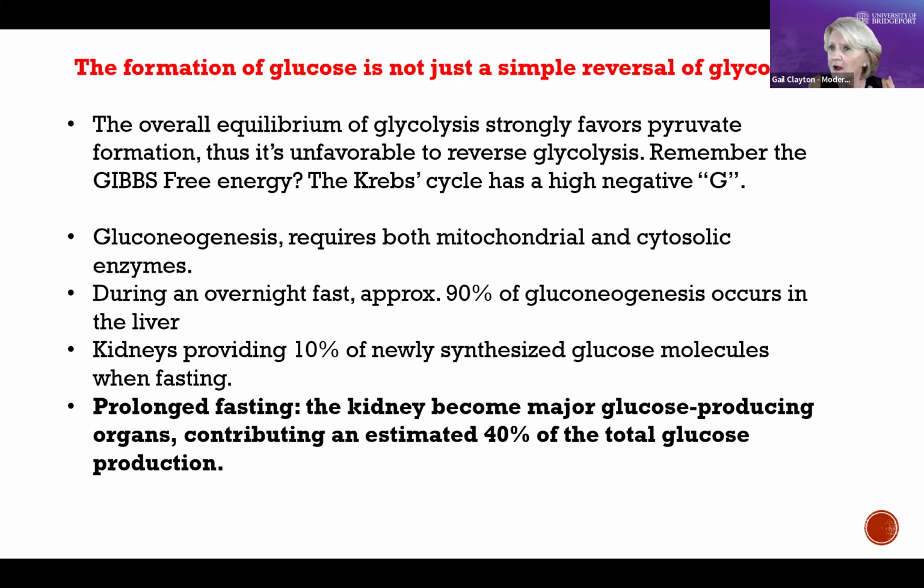Gluconeogenesis requires both mitochondria and cytosolic enzymes, and we're going to go through that diagram step by step of how we start off making glucose. But I want you to know that during an overnight fast, most of this is occurring in the liver, and about 10% occurs in the kidney. But when we have prolonged fasting, it's really interesting because then now the kidney's really stepping up and it can become the major glucose producing organ, and it can contribute to maybe even 40% of the total glucose production.